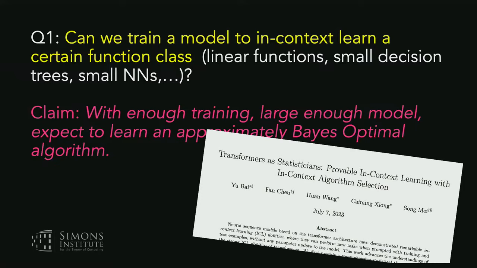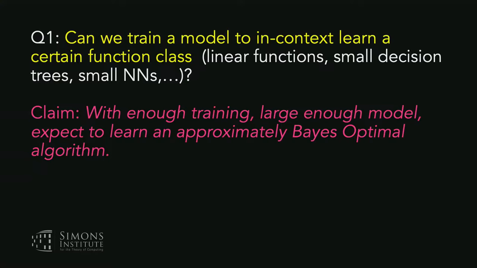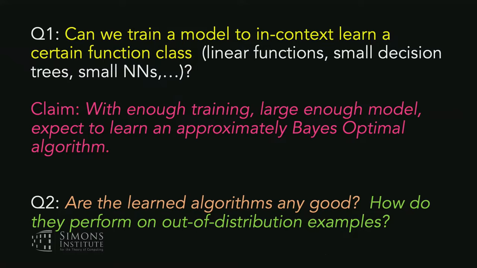There have been a bunch of more recent papers on this. One was posted just a month ago, which starts to make this claim more rigorous. It shows that you can train one model that can do all these different tasks, and it figures out when it should do each in a Bayes' optimal way. Given this, maybe it's doing Bayes' optimal things, but are the learned algorithms any good?